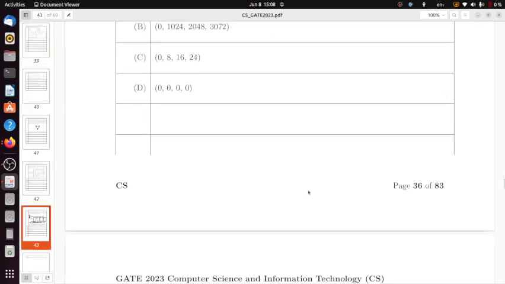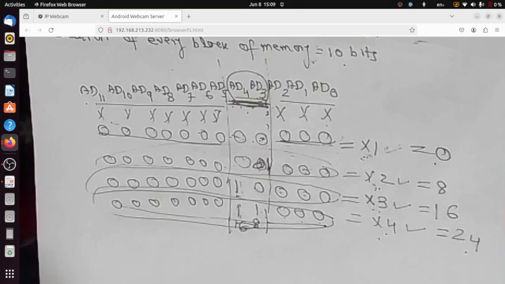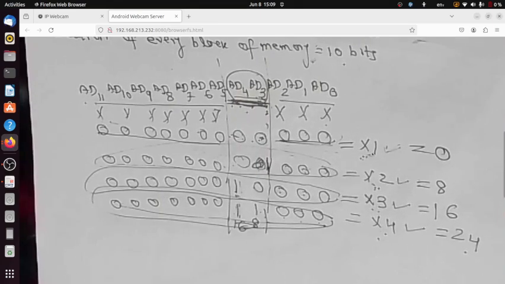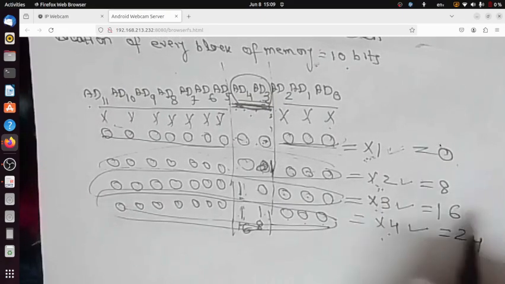So these are the options. One option is 0 1 2 3, one option is 0 1024 2048, another option is 0 8 16 24, and the last option is 0 0 0 0. Now among these, what result have we found? What would be the input memory address for starting locations X1, X2, X3, X4? We have found this is 0 8 16 24.